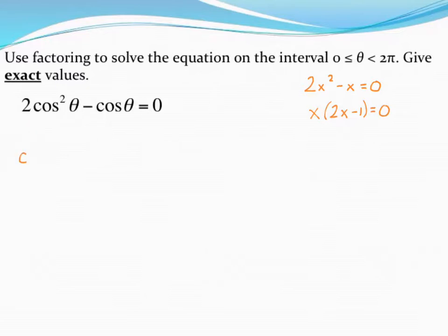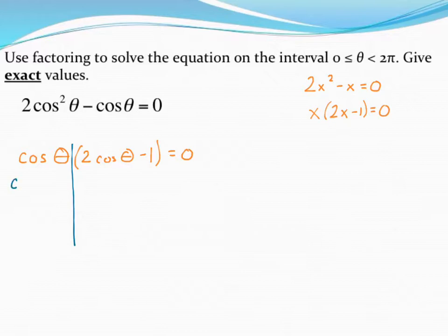So let's go ahead and factor out a cosine of theta, just like we factored out an x, and then what's left over is 2 cosine of theta, and then minus 1. Just replace the x's with cosines and you should be good to go. And so since we have two things that are being multiplied together to equal 0, I know that one of those two factors must be 0. So let's go ahead and split this up.